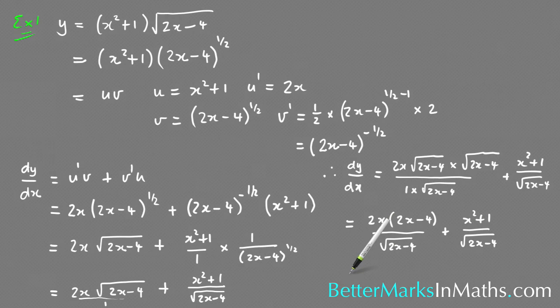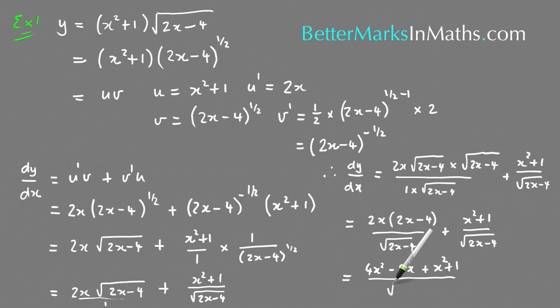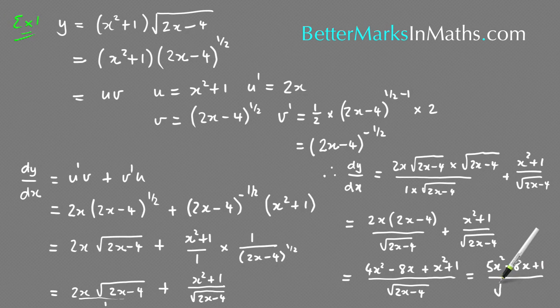So now you can put the whole thing over, or all of that top line over the square root of 2x minus 4. Expanding this out, you get 4x squared minus 8x plus x squared plus 1, and all of that's over the square root of 2x minus 4. And so your final answer is going to be, collecting your like terms, which are these two, 5x squared minus 8x plus 1 over the square root of 2x minus 4. Okay, so that's how you do this one, and this would be your final answer here.